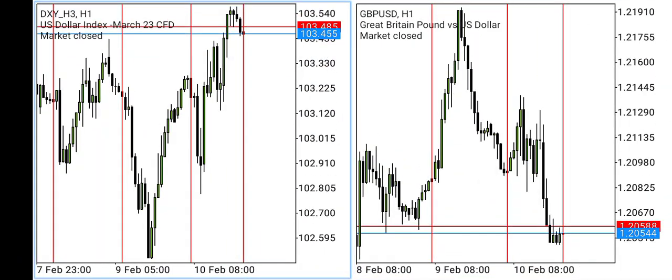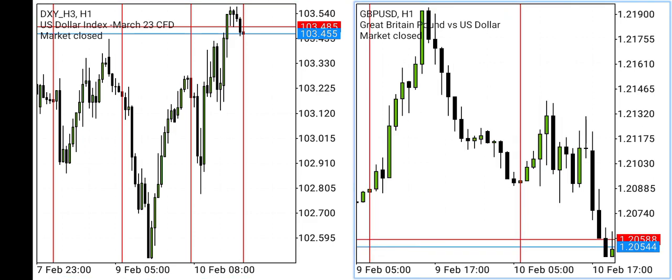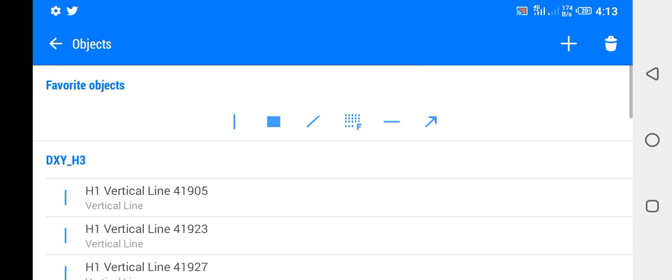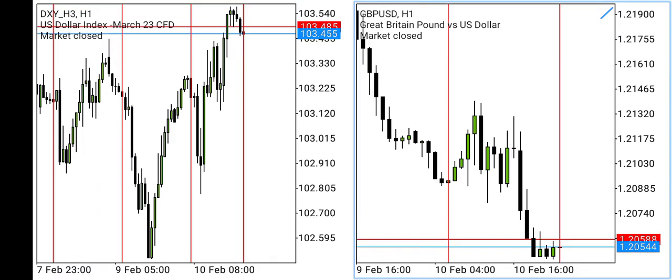Take for instance, if I'm expecting the GBP USD to sell on Monday, for example, I will be waiting for it at this place. I'll be waiting for it here.